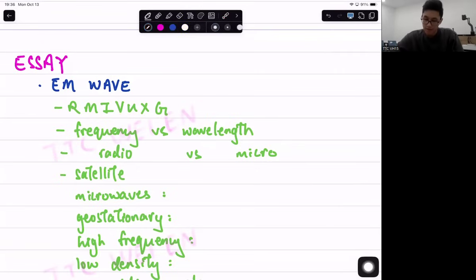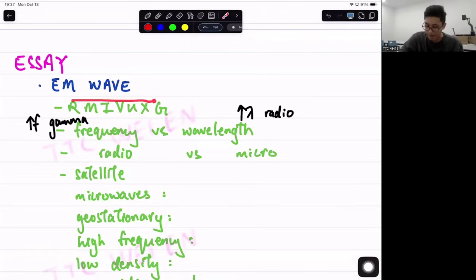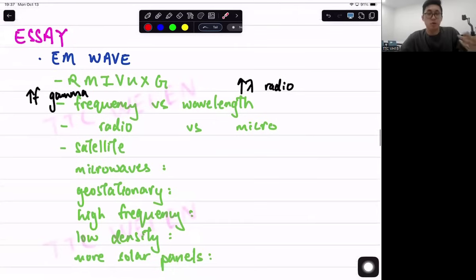Now, the longest wavelength is radio wave. And the highest frequency is gamma. Understand? So that means as you go down like that, the wavelength becomes shorter and shorter, and the frequency becomes higher and higher. So let's say they ask some questions between two waves. It could be any two.